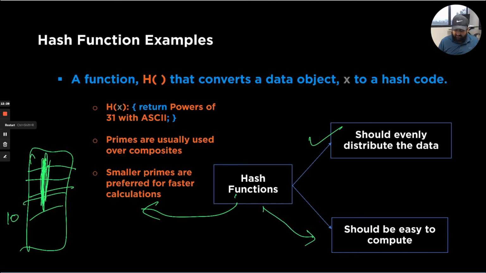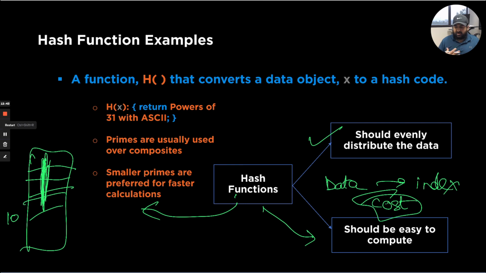And the second one is it should be easy to compute, because remember, when we are converting some data object into an index, that has a cost associated with it. If that cost is a lot, it will defy the entire purpose of getting constant time access. Let's say you have n representing the number of data and somehow you create this awfully slow hash function, then there's no point in using a hash table itself, because we want fast lookup and fast insertions.